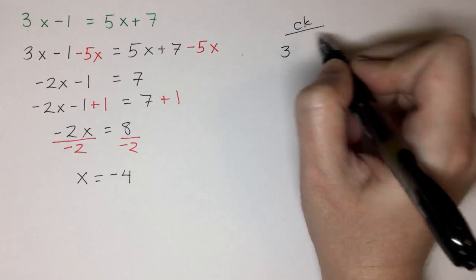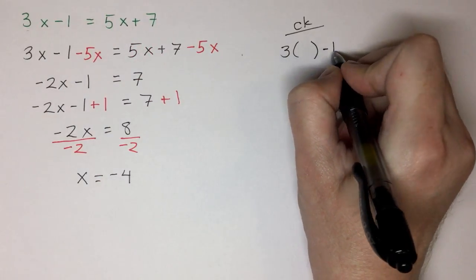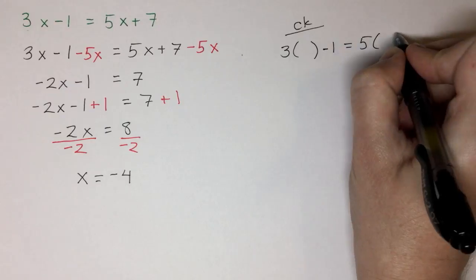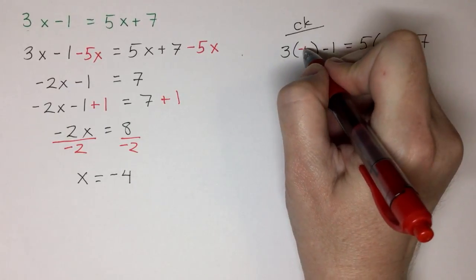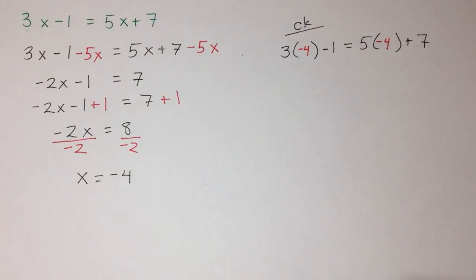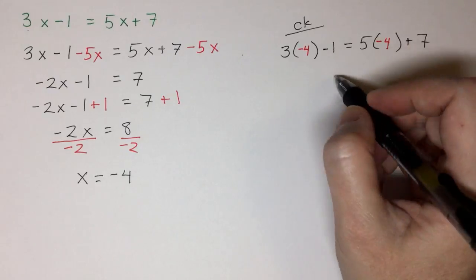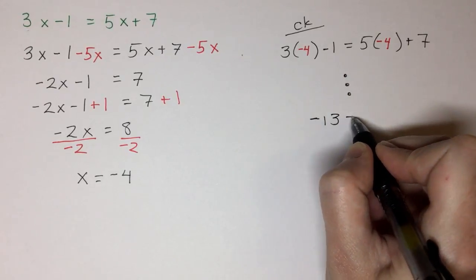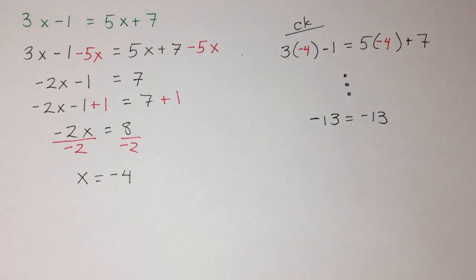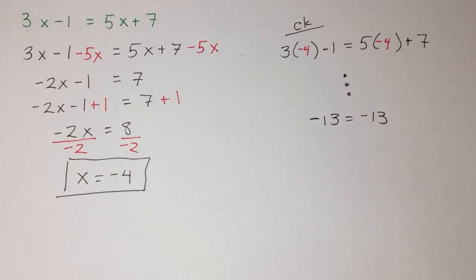With the check back in the original before anything was done, 3 times x minus 1 is 5 times x plus 7. I claim that x is negative 4. Again, be sure you're using parentheses. I'm not going to show the check. If you do it on your own, though, you will get that negative 13 equals negative 13, a true statement. So x equals negative 4 is the solution.